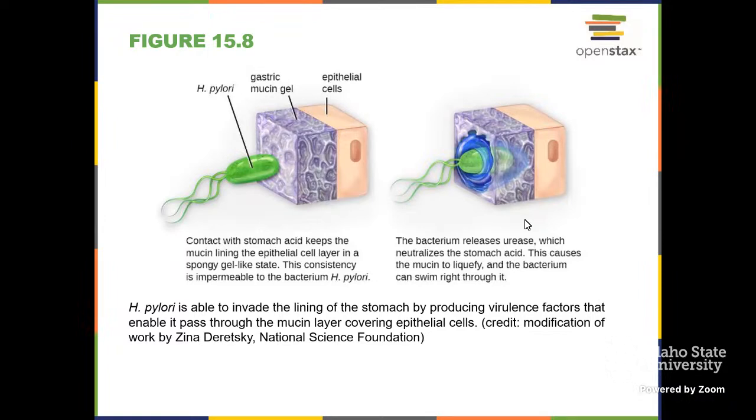It also produces some buffering capacity that neutralizes the stomach acid so that it doesn't destroy it, and it allows it to replicate. As it gets in there and whittles through this mucus layer, this provides an opportunity for stomach acid to make contact with these epithelial cells. Now we're talking ulcers, and this is painful, all sorts of potential issues.